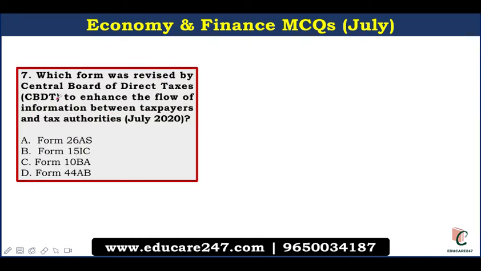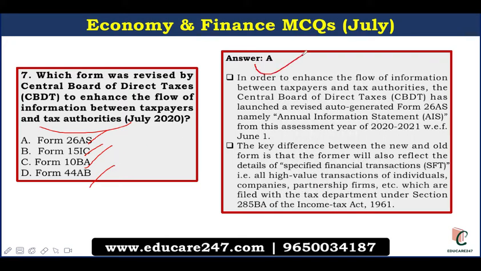Which form was revised by the CBDT to enhance the flow of information between taxpayers and tax authorities? The options are A. Form 26AS, B. Form 15IC, C. Form 10BA, or D. Form 44AB. So the correct answer here is A, that is Form 26AS.